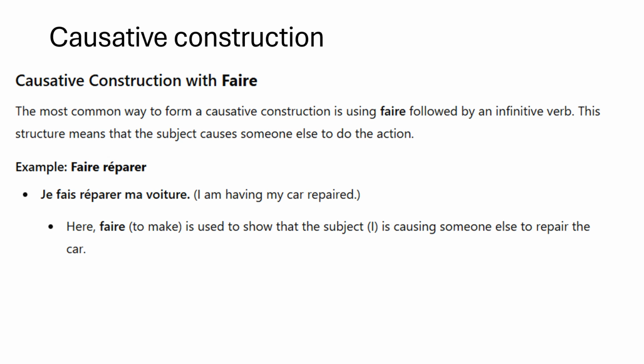So in French, this is when you use a verb to make someone else do an action or to describe something that happens because of someone's action. It typically involves a verb like faire, followed by an infinitive verb. For example, faire réparer. An example sentence would be Je fais réparer ma voiture, which translates to I'm having my car repaired. Here, faire is used to show that the subject, which is I or je, is causing someone else to repair the car.